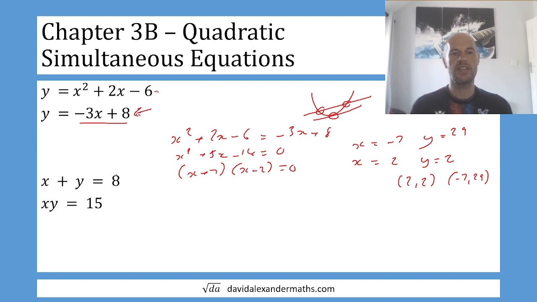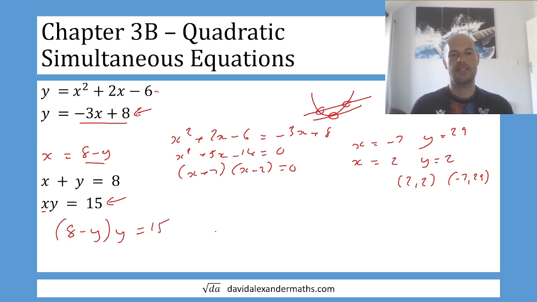Now for this next example, I can't do what I did for the first one. So what I'm going to do is, for this equation, the top one, I can easily make x the subject. In fact, I can easily make y the subject as well. So if x plus y is 8, then x is 8 minus y. So now in the harder equation, the one where we're multiplying x by y, I'm going to replace x with 8 take away y. So that's going to be 8 minus y, lots of y, equals 15.